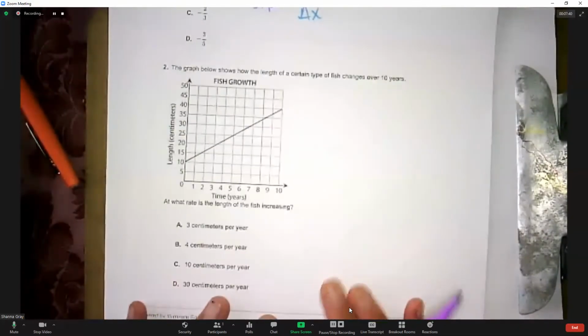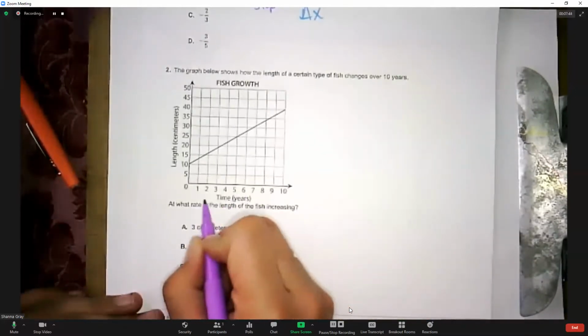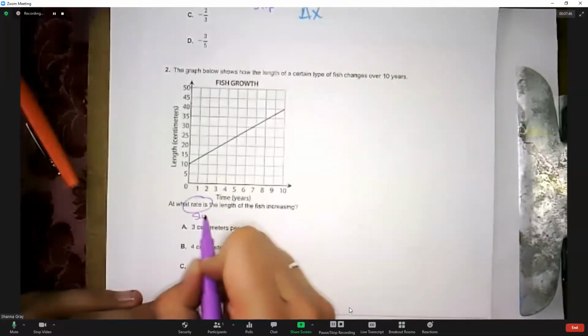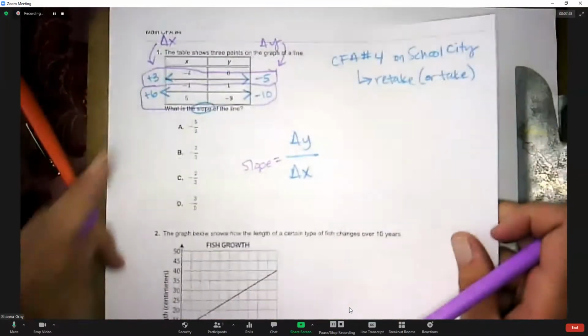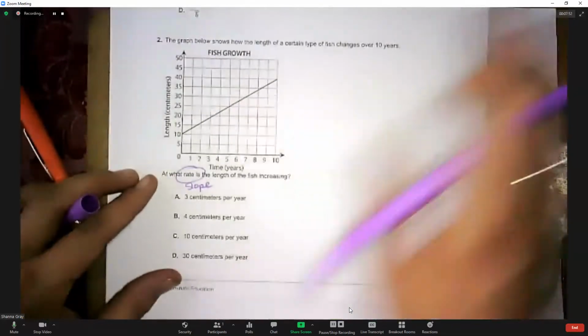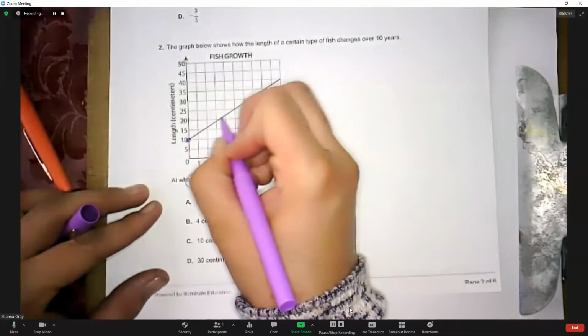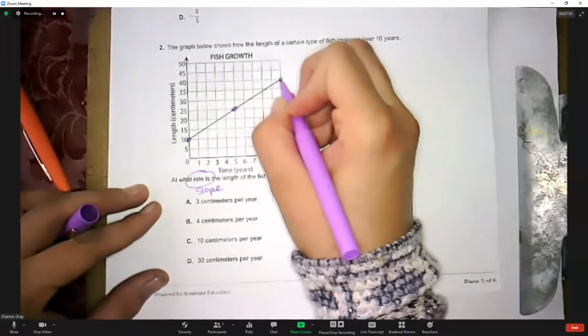Okay, as far as for a graph, it's the same idea, right? They're asking for what is the rate, and that rate is the same thing as slope. So in a table, we're checking change in y over change in x by looking at the points, but in a graph, we're just looking at the picture. So I just need points. So I have a point here, I have another point there, and another point there.